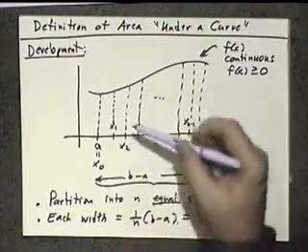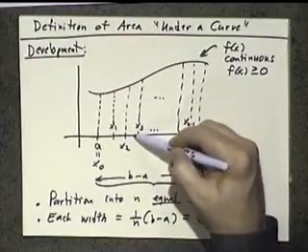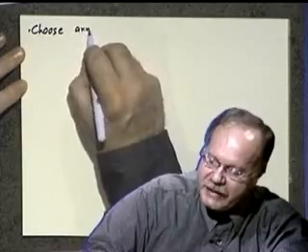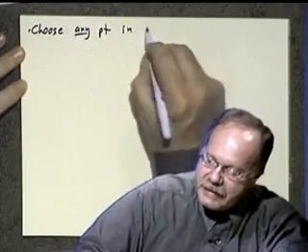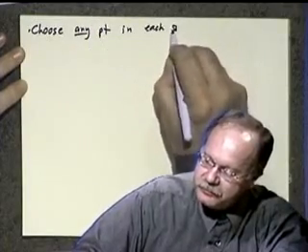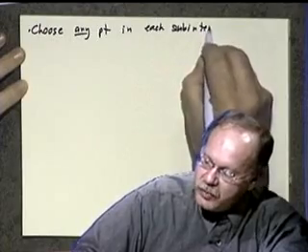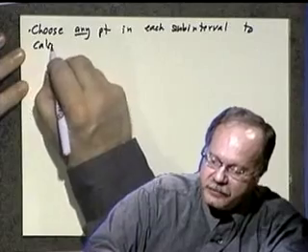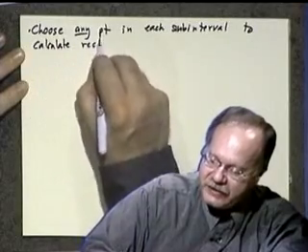So here's what we're headed toward. What we need to now do is look at these slices and approximate them by rectangles, as we've done before. So let me lay that out. What we'll do is choose any point in each subinterval, and that's any point whatsoever, and you'll see why, to calculate rectangle heights.